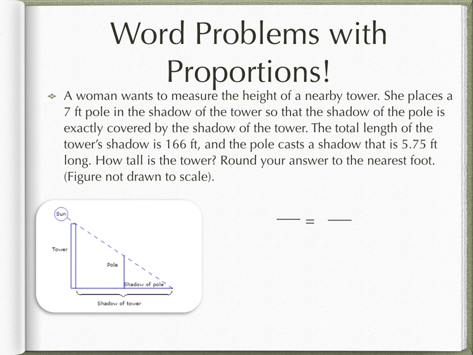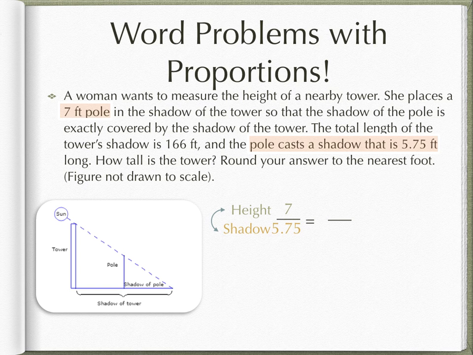So once again, we're going to set up a proportion. I went ahead and chose the pole because the pole was listed first, so I'm going to put that on the left-hand side of my equation. I'm going to put 7 over 5 and 75 hundredths. I'm going to go ahead and label those: my height and my shadow. Once again, those are related because they both have to do with my pole.